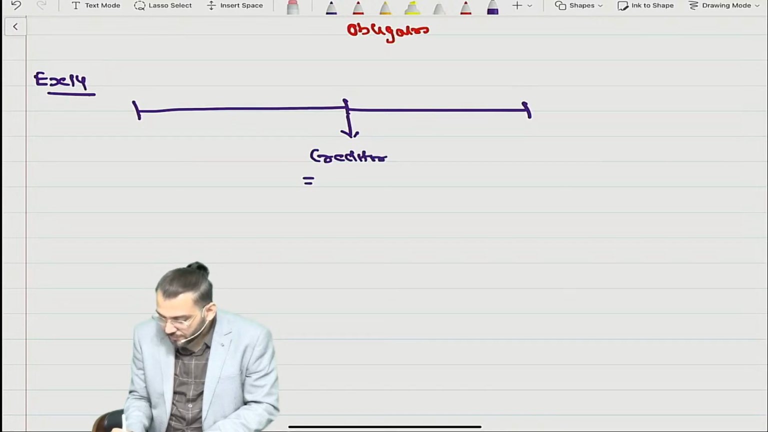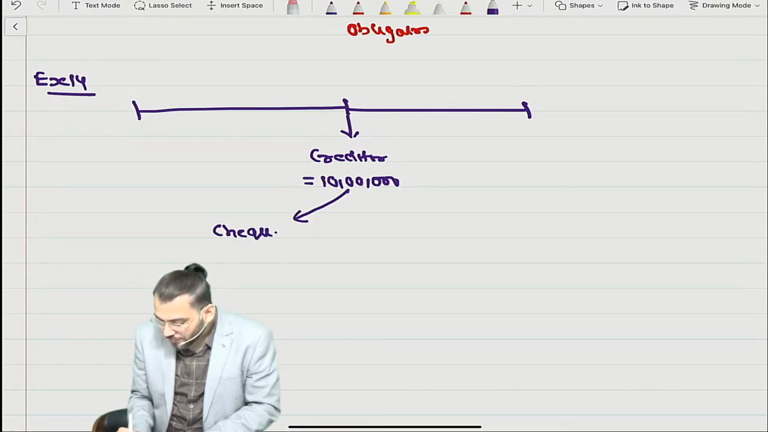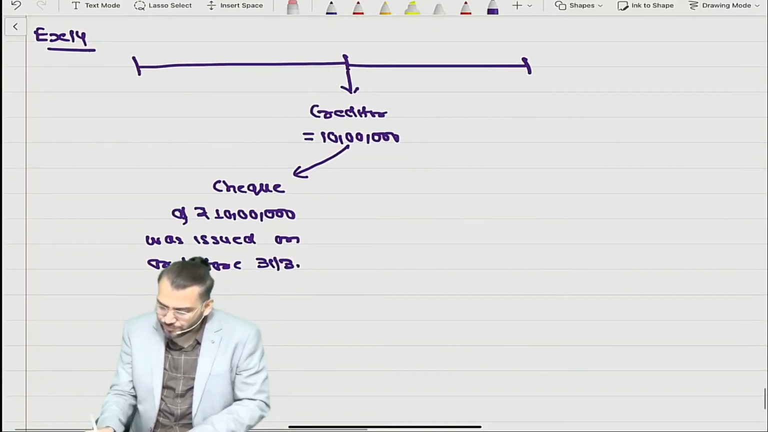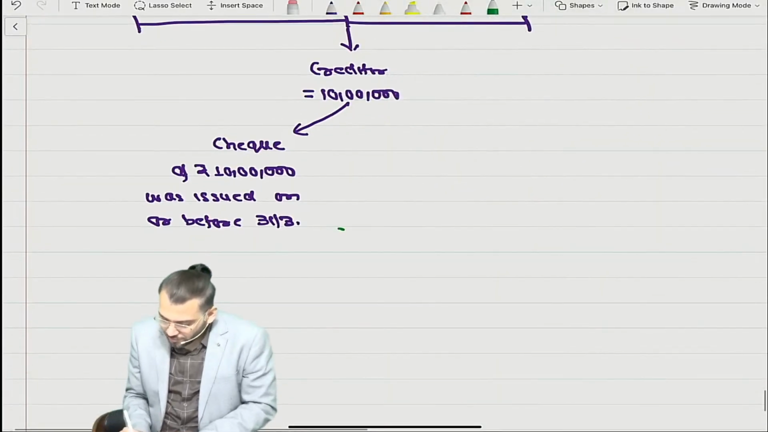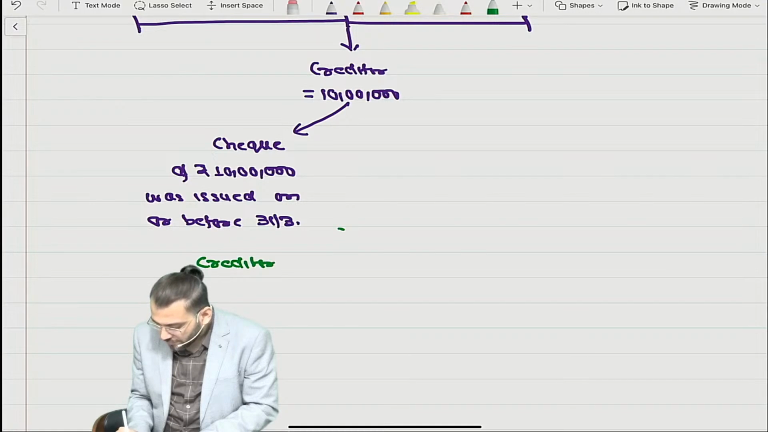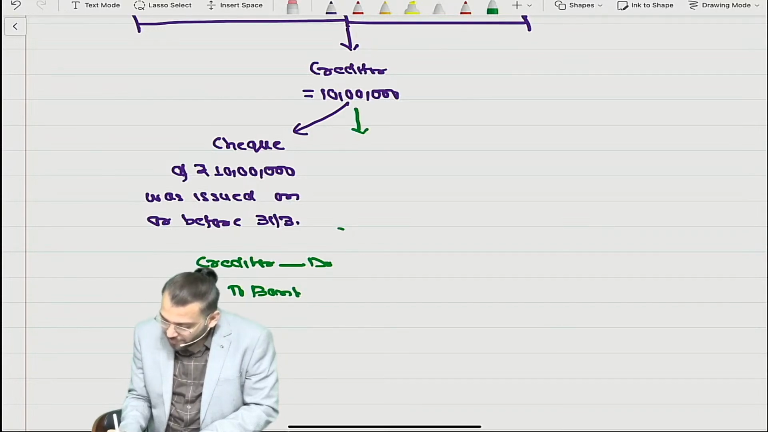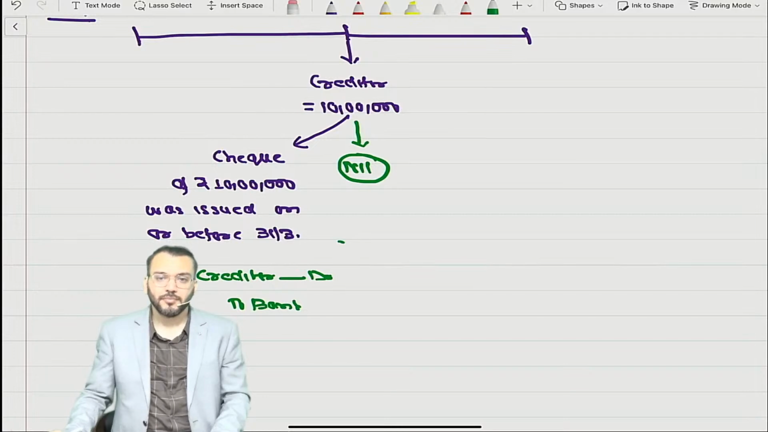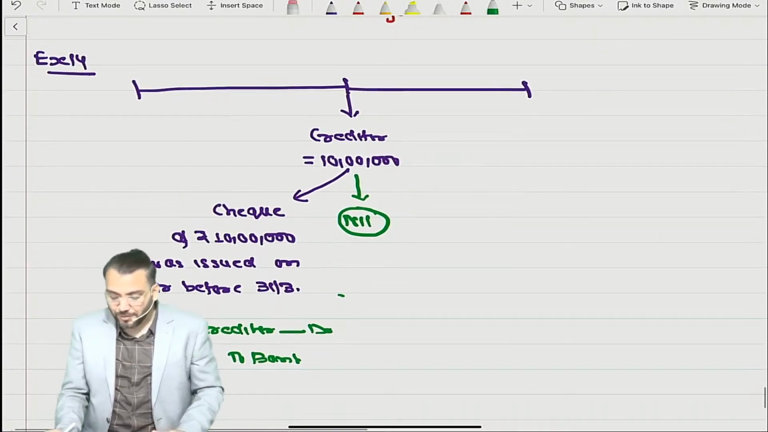There was one creditor amounting to rupees 10 lakh, and a check of rupees 10 lakh was issued on or before 31st March. Normally when a check is issued, we pass one journal entry. Creditor account debit to bank, and can I say on 31st March creditor will become nil? Creditor will become nil. Understood? This much you understood? Now what happened?